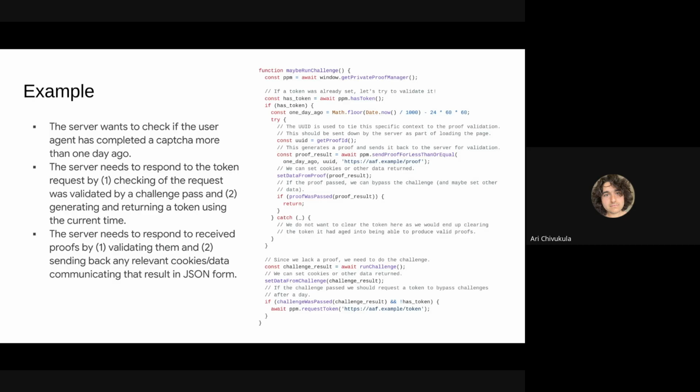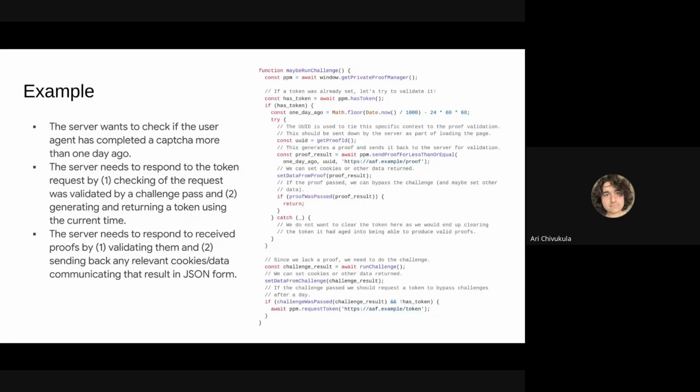So if we look at the client-side code, you'll see that it gets the private proof manager. It checks to see if they have a token. If they already have a token, then they're able to generate a proof. So it sets up a constant for what 1 day ago would be, and then it attempts to generate a proof and send it back to itself for a comparison of the token to 1 day ago. The UUID here is used as part of the rate limiting information, and then whatever it gets back, it's able to set data from that proof.